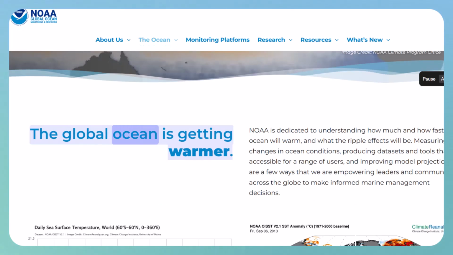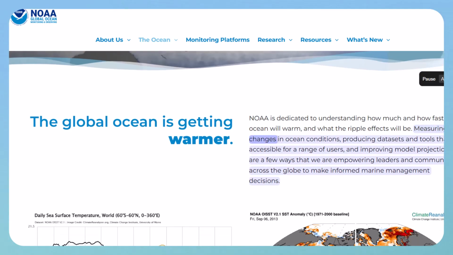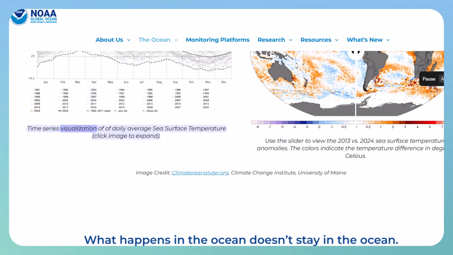The global ocean is getting warmer. NOAA is dedicated to understanding how much and how fast the ocean will warm, and what the ripple effects will be. Measuring changes in ocean conditions, producing data sets and tools that are accessible for a range of users, and improving model projections are a few ways that we are empowering leaders and communities across the globe to make informed marine management decisions. Time series visualization of daily average sea surface temperature.